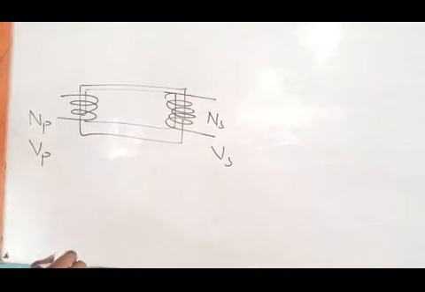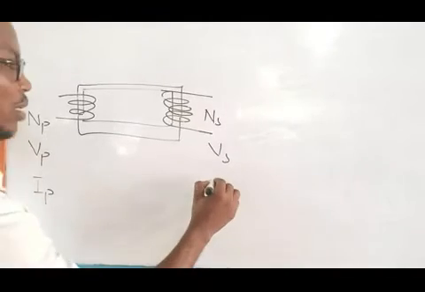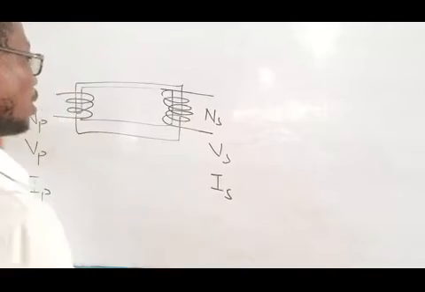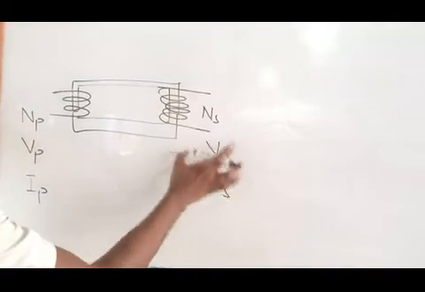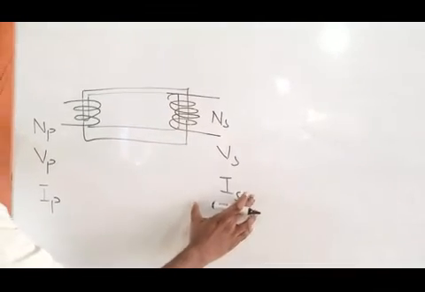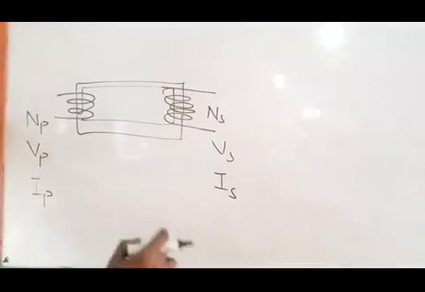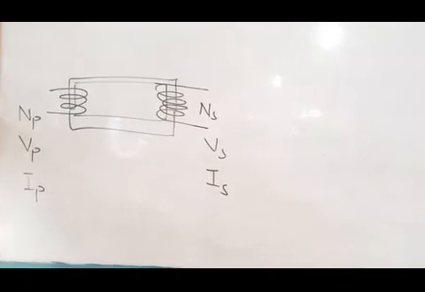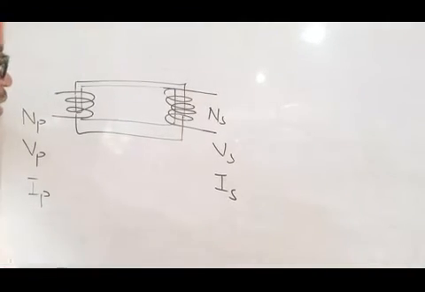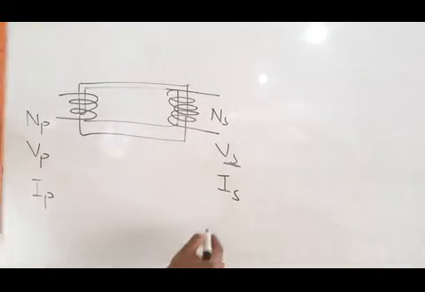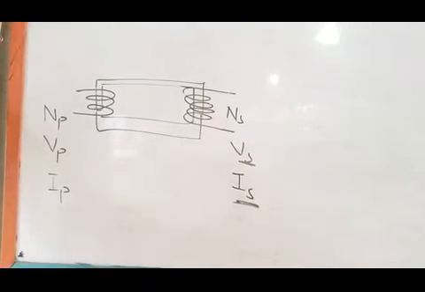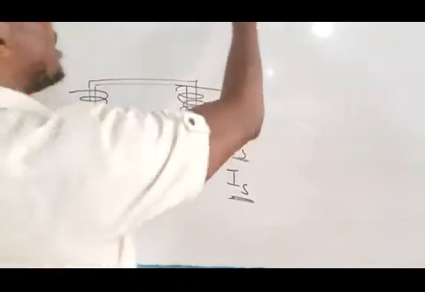But the reverse holds for current. I said that even though for step up the voltage is increasing, the current decreases. That's why we said that a step up transformer is a transformer which increases the voltage of an AC by decreasing the current. So here the voltage is increasing, but the current decreases. So here the number of turns is inversely proportional to the current. So this is the relationship.